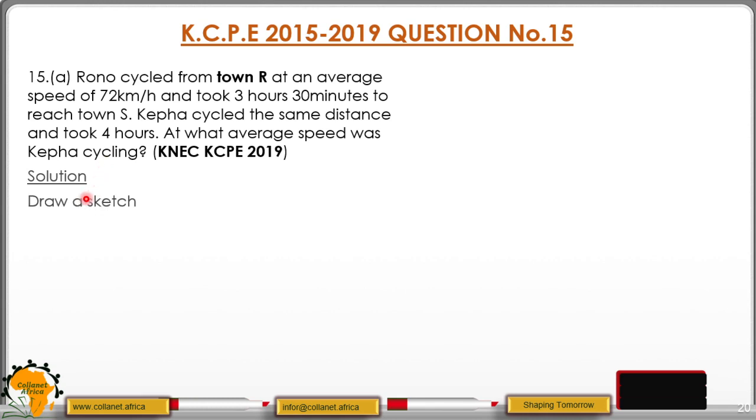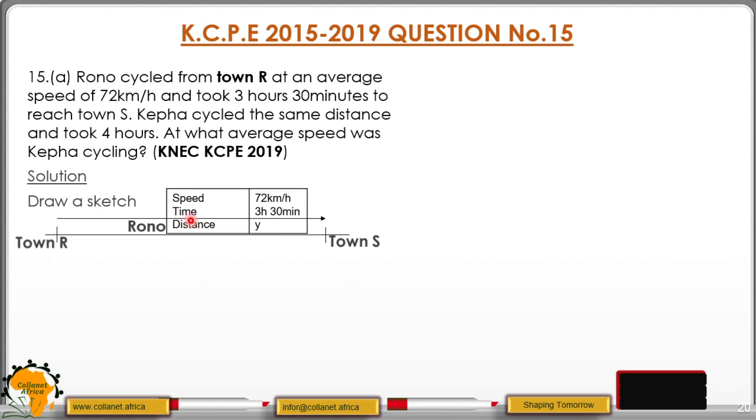Solution: draw a sketch. So you have town R and we have town S. Now we need to write the speed, time and distance, STD, for Rono and STD for Kefa. So we have Rono, we need to know the distance. So speed is 72, time is 3 hours and 30 minutes, distance we don't know. Kefa, we need to also establish his STD.